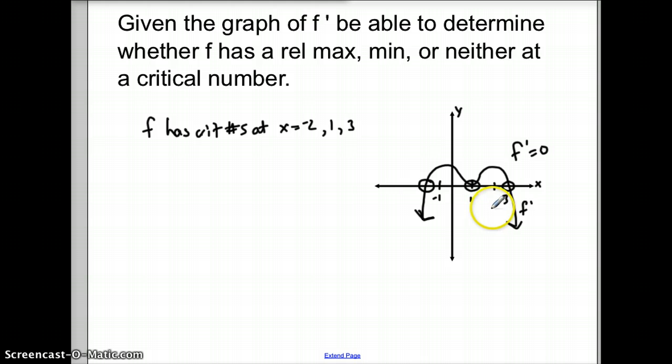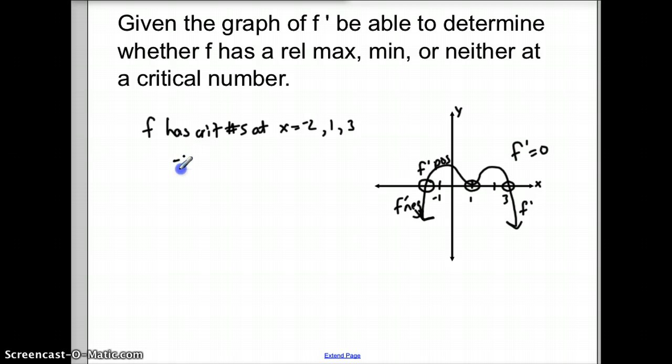So you would have markings on the graph that you're given. So we'll say that f has critical numbers at -2, 1, and 3. So let's look at what else is going on. The derivative here, these are all negative values. And the derivative here, because this is the graph of the derivative, these are positive values. So at that critical number, the derivative changed from negative to positive.